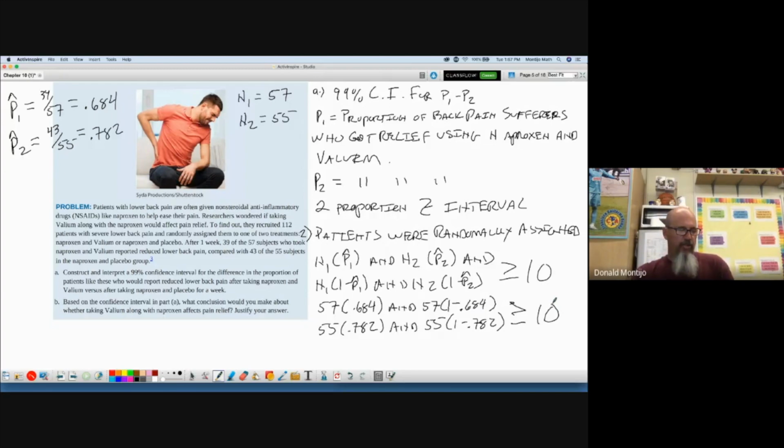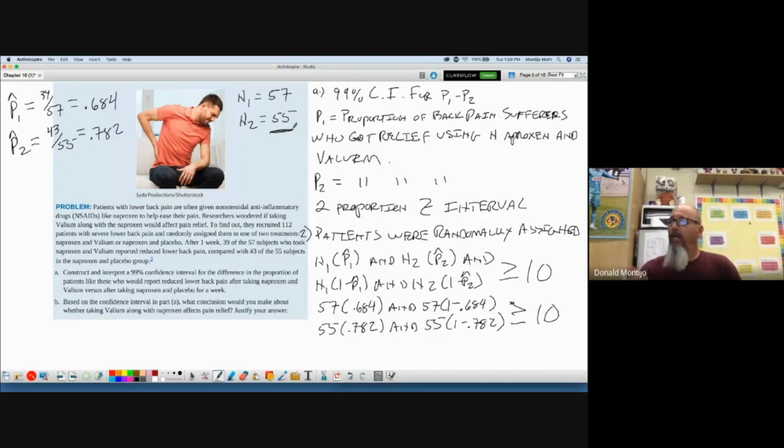Are we allowed to use the formula for the standard deviation? Okay. Well, are there more than 57 back pain sufferers who use naproxen and Valium? We'd have to assume that there's at least 570 men in the population who have lower back pain who have tried those two drugs. Are there more than 550 men out there who have tried the naproxen without any other drug? I'm sure there are. So we're okay there. What we just did was figure out, yes, all right, we are allowed to do this problem.